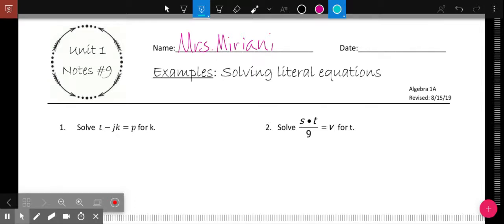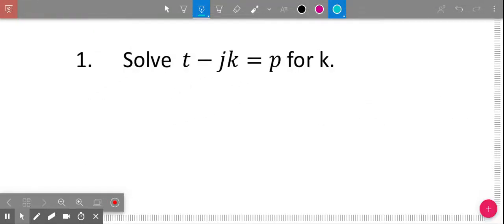All right, so today we're going to look at some examples going over literal equations. So looking at number 1, it says solve t minus jk equals p for k. So for this problem, we need to get the k all by itself. That's the goal because the k is the important variable. So we want to get k all by itself.